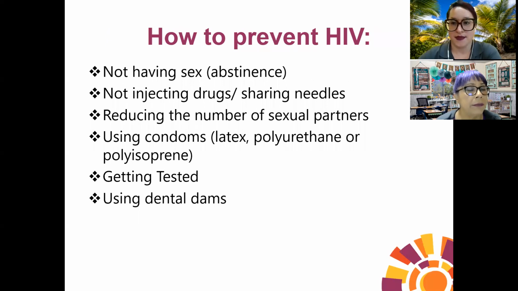So how do you prevent it? It's by not having sex. This is called abstinence, right? It just means not to do it. Not injecting drugs or sharing needles with anyone. Reducing the number of sexual partners: the fewer partners you have, the less risk. Using condoms. Now, there are different types of rubbers: latex, polyurethane, or polyisoprene. And also getting tested. Really, people wouldn't know if they had it unless they got tested.